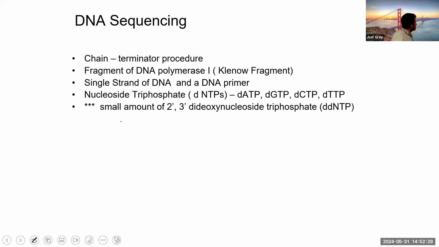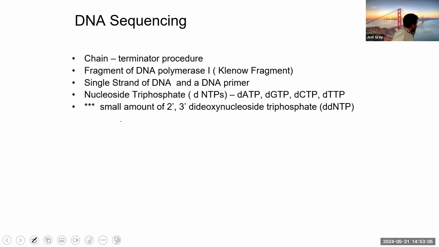We're also going to use a small amount of 2', 3' dideoxynucleoside triphosphates, ddNTPs. So if you think about ATP versus dATP, ATP has a hydroxyl group on the 2' and 3' carbons of ribose. dATP or dNTPs do not have a hydroxyl group on the 2' of ribose, but they have a hydroxyl group on the 3' of ribose.